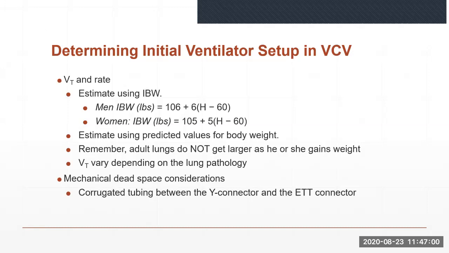It is also important to understand that an adult's lungs do not get larger as he or she gains weight. A good example is a 5'6" adult male weighing 100 kilos would require the same tidal volume as a 5'6" adult male weighing 65 kilos. Remember, however, that a heavier patient would have a higher metabolic rate and thus a higher minute ventilation.